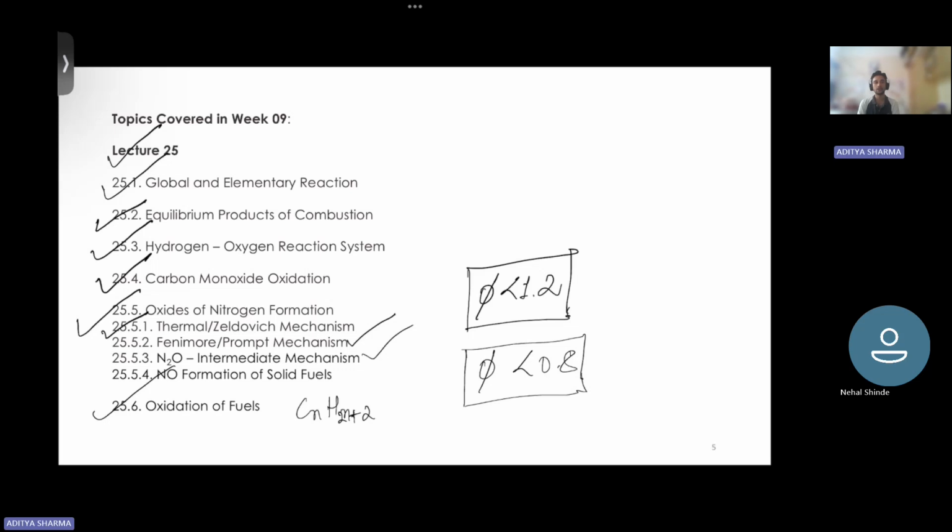And then in the third stage, your carbon monoxide and hydrogen are oxidized to eventually obtain carbon dioxide and water. So these are the three steps that have been mentioned when the oxidation of a fuel takes place.